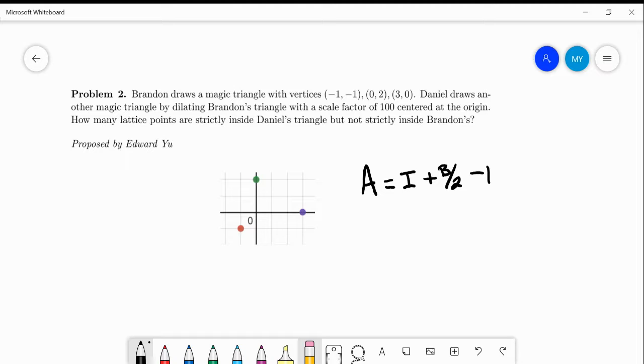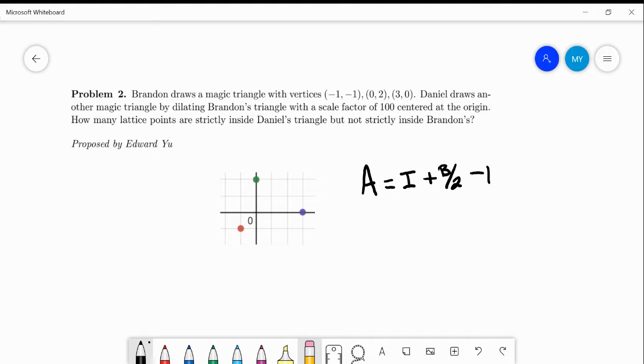So in the context of the problem, I would be, say, the number of lattice points that are strictly inside Daniel's triangle. B is the number of lattice points on the boundaries of the triangle, counting the endpoints. I keep saying triangle, I mean polygon. This holds for any polygon whose coordinates are lattice points. So B is the number of lattice points on the boundary of one of the sides of the polygon. And we just have the -1 there added on. And A is just, again, the area of the polygon.